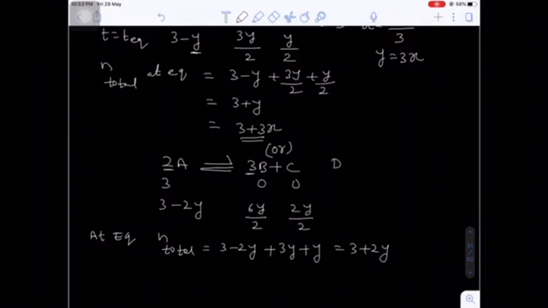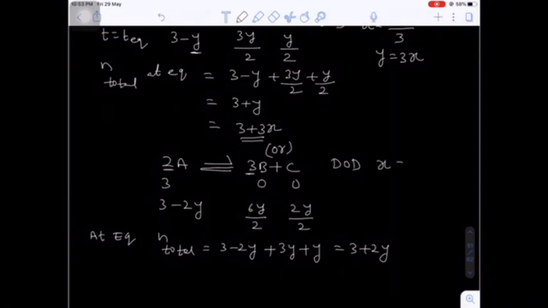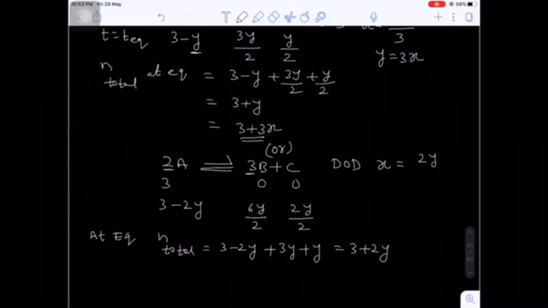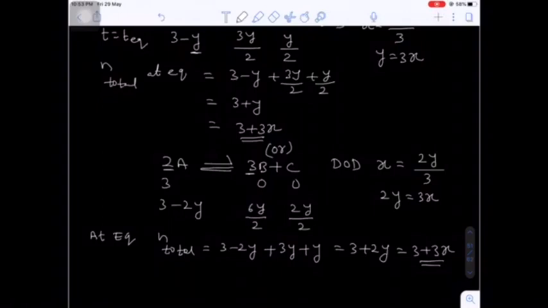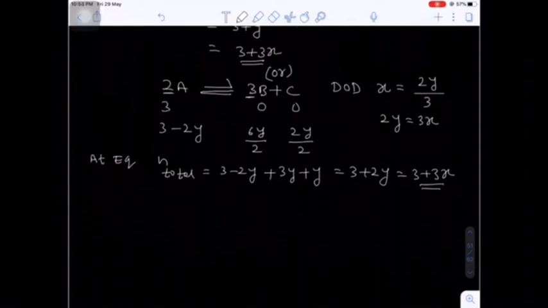Now here, what is the DOD here? X is given. The statement of DOD: number of moles dissociated, 2Y, by total number of moles given, is 3. So by cross multiplication, 2Y is equal to, shall I write 3X? So instead of 2Y, I am writing 3X. So again the answer is 3X. If you want to subtract the Y moles, or the 2Y moles, whatever the number of moles, you can subtract. Are you getting my point?